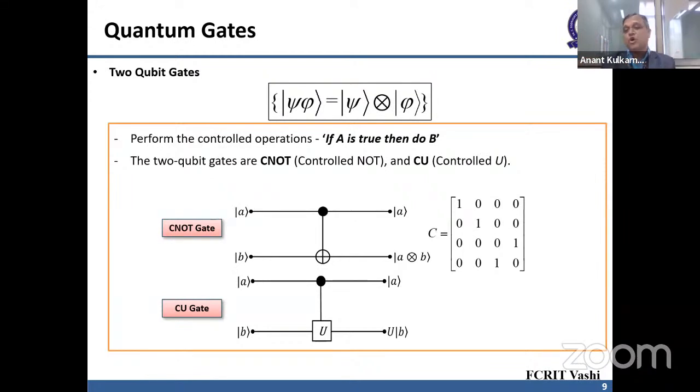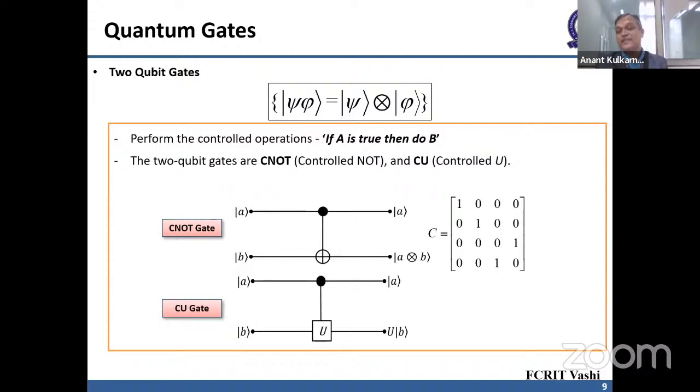Now, what this CNOT gate does: as I said, all quantum gates are reversible in nature. No quantum gate is irreversible in nature. So is the CNOT gate. If you look at this CNOT gate, it has 2 inputs and 2 outputs. The inputs are A and B, and the outputs are A and A XOR B. What does it mean? There will be a change in the state of B when and only when A is 1.